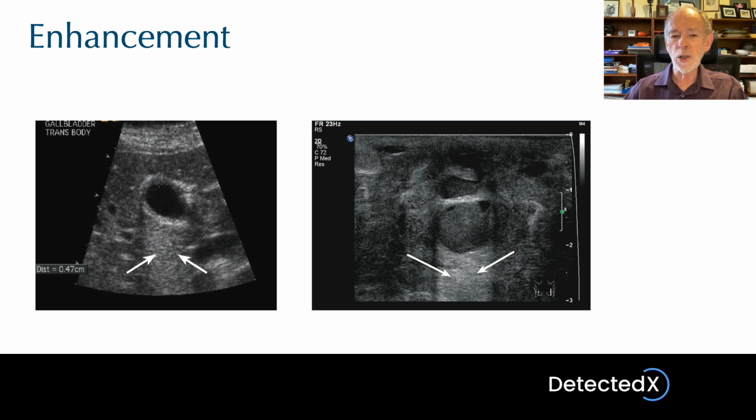Now this image also shows another artifact. Running down the edges of the enhanced region, you can see shadows. It's particularly noticeable on the left-hand side of the image. You've got a shadow parallel to the enhancement, lined up with the edge of the cyst. This is something known as edge shadowing. Let's take a look at it.